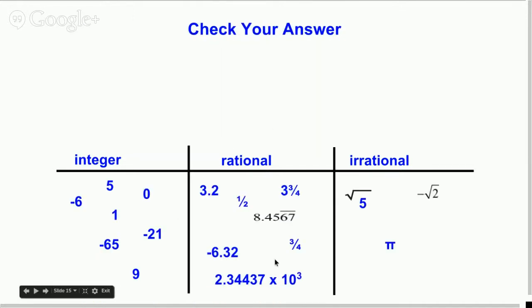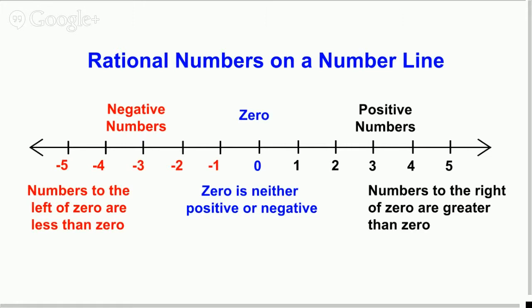All right, these are the correct answers. These are all integers. These are all rational numbers. And these are all irrational numbers. Integers are all rational numbers. So what we're looking at right now, these are rational numbers, and they're also integers. Positive numbers always go on the right side, and negative numbers always go on the left side.